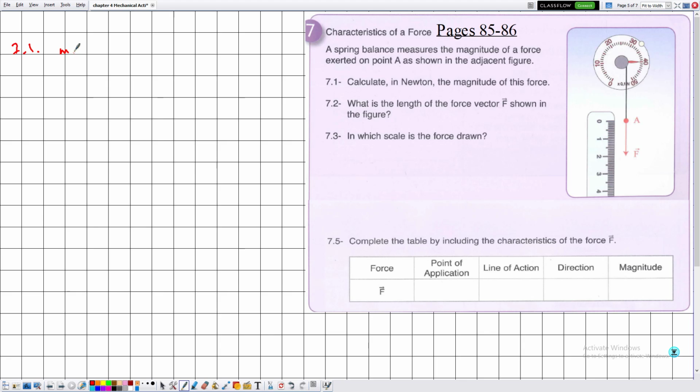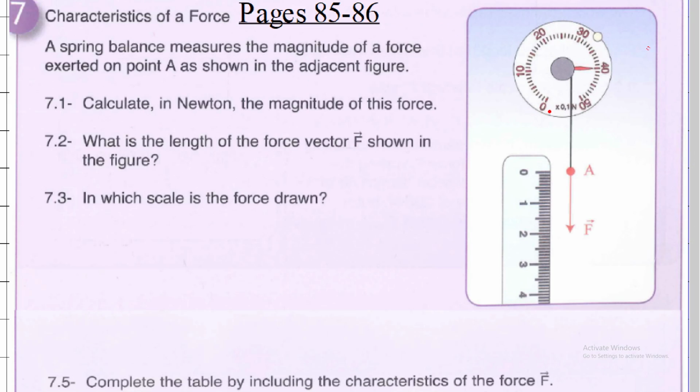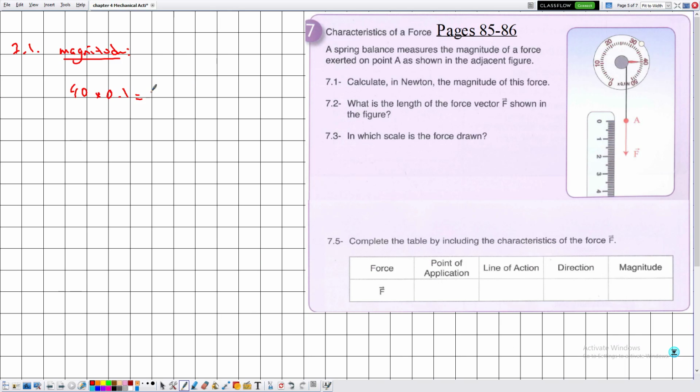So the magnitude is multiplied by the indication. So whenever we are taking data we need to multiply. So here we have multiplied by 0.1, so this is equal to 4 in newtons. So the magnitude is given by 4 in newtons. So this is the magnitude of the force which is expressed in newtons, and recall that the spring balance always measures the magnitude of the force.